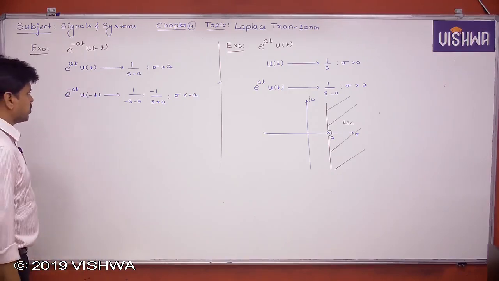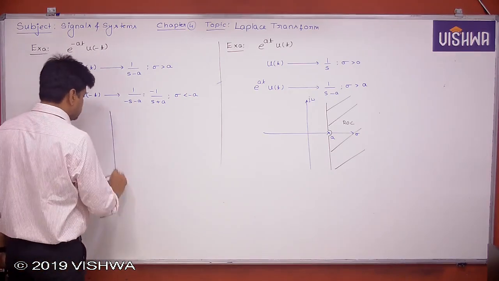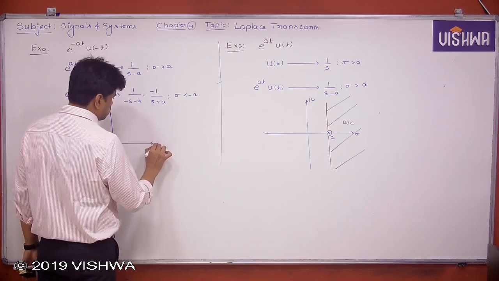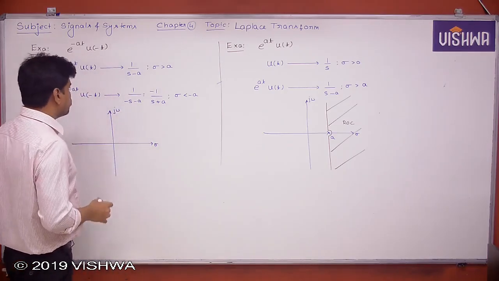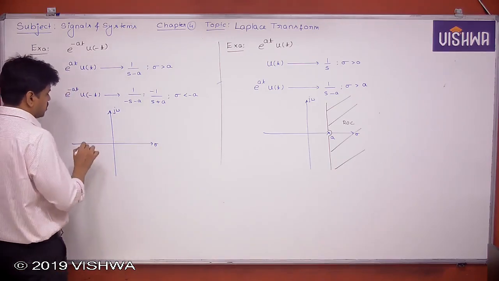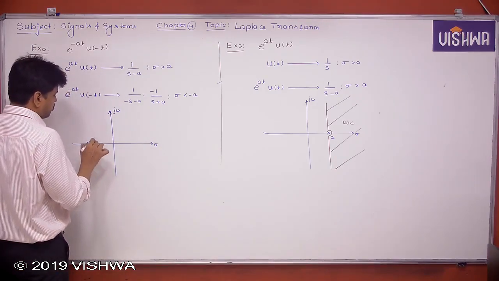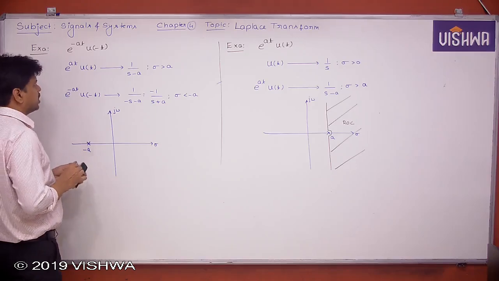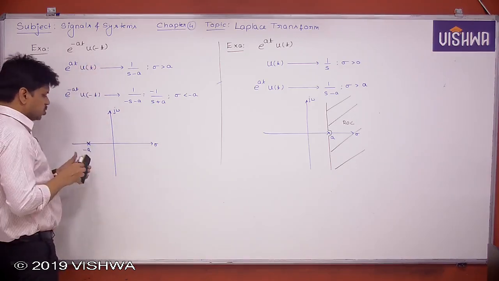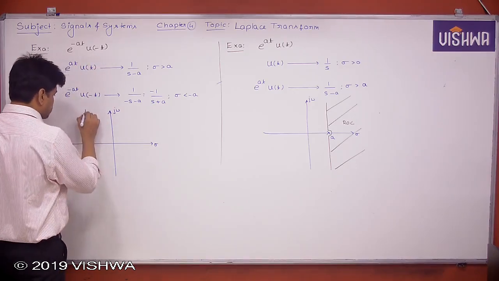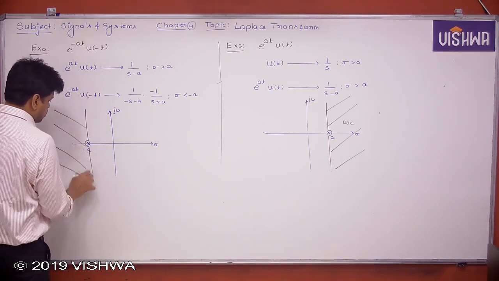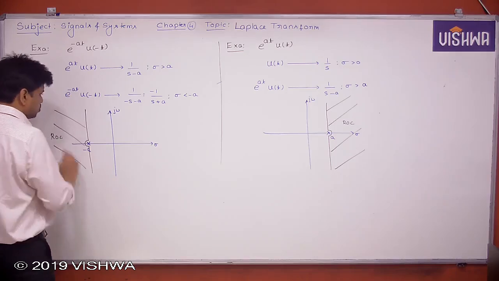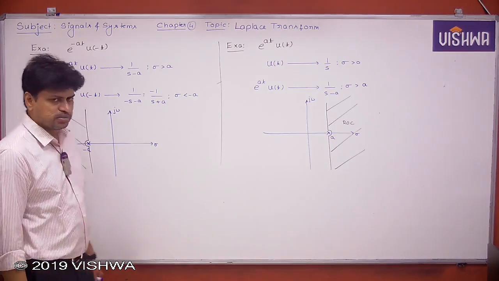Directly we can say how? Let's take sigma j omega. What is the pole here? Minus a. Minus a is the pole. And if you observe carefully, the given signal is a left-sided signal. So we have to take ROC, which is less than the pole. This is the ROC. Clear? Take it.